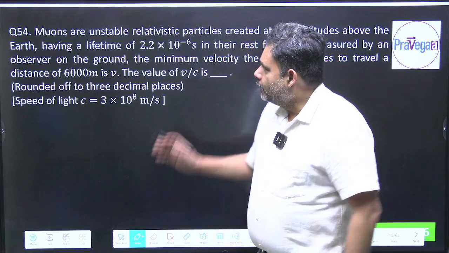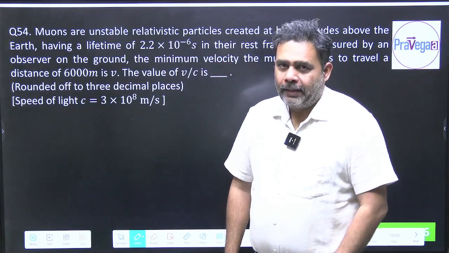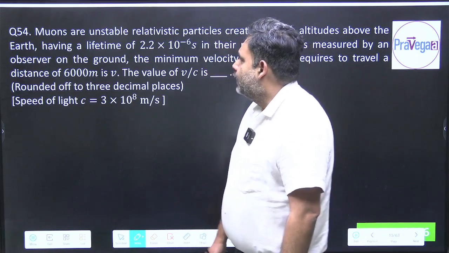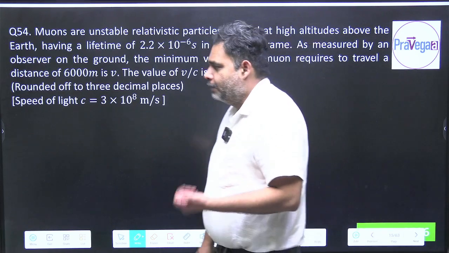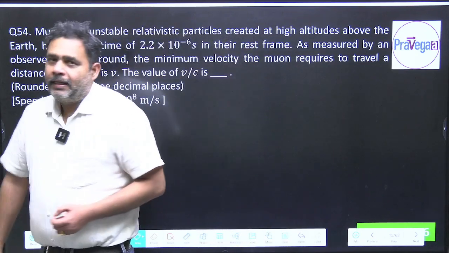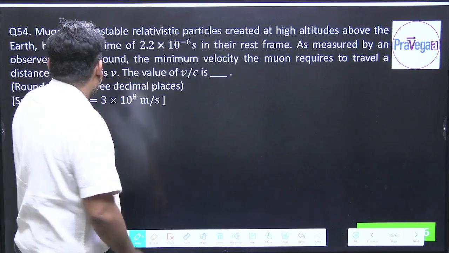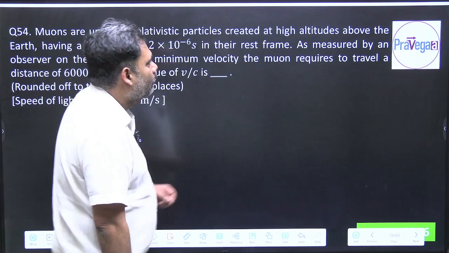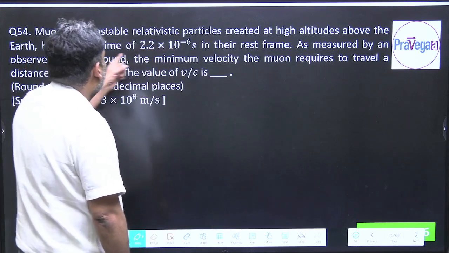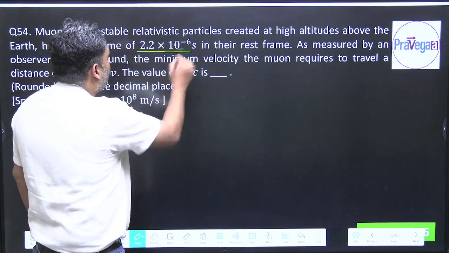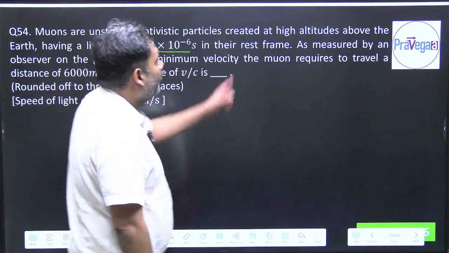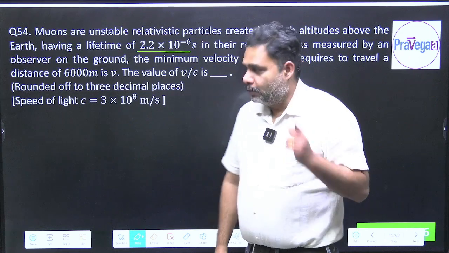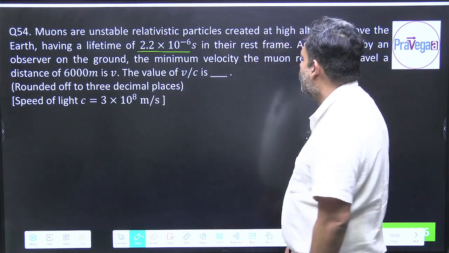So students, let's try to solve one more problem from IIT JAM, and this is from Special Theory of Relativity, actually from time dilation. It is given that muons are unstable relativistic particles created at high altitude above the earth, having a lifetime of 2.2 × 10^-6 seconds in their rest frame. So this lifetime is given in the rest frame of the muon, so we have to be careful about this one.